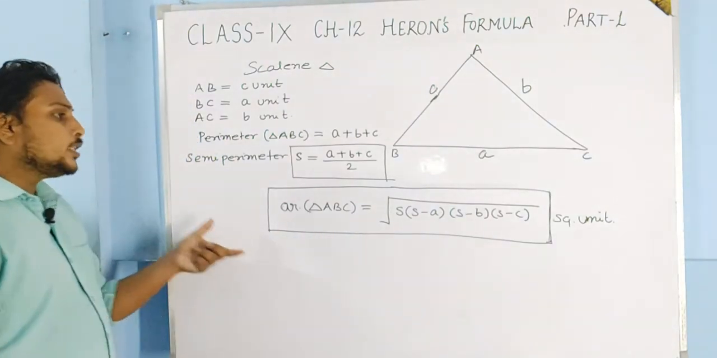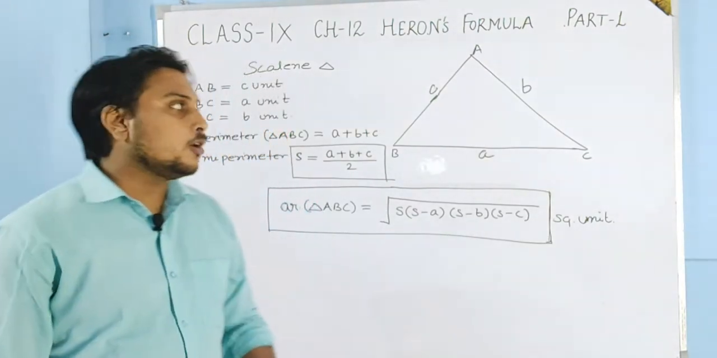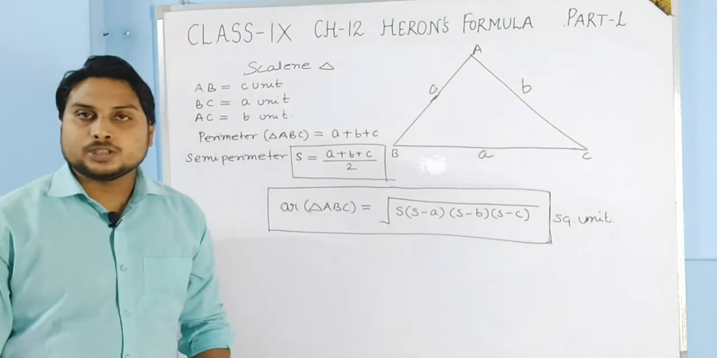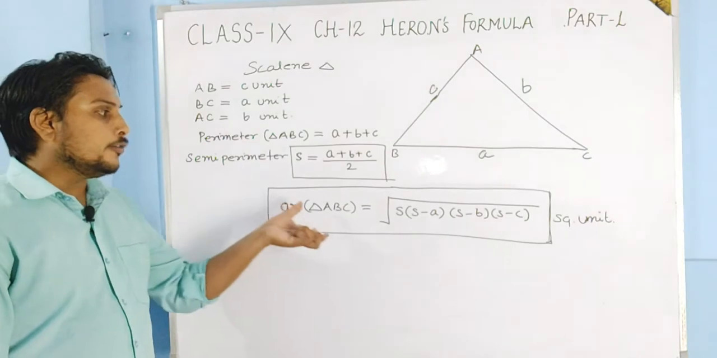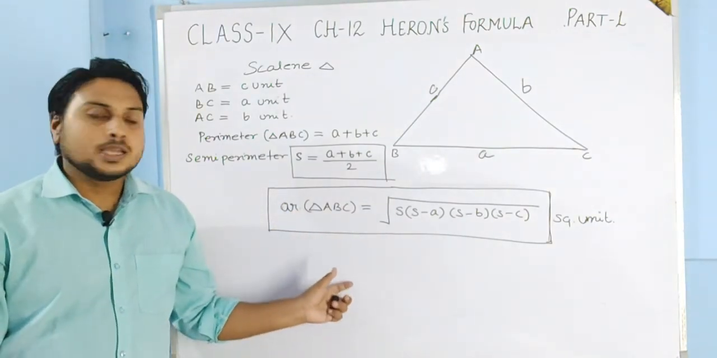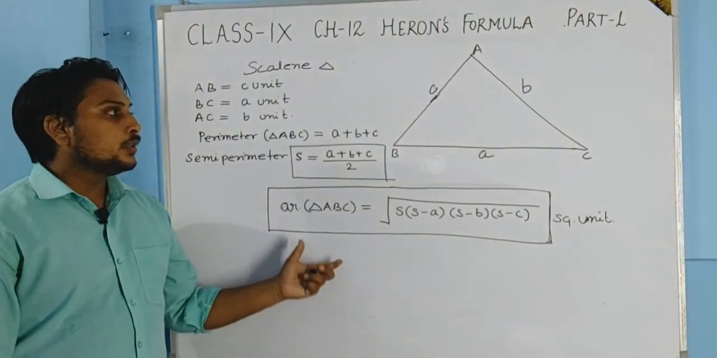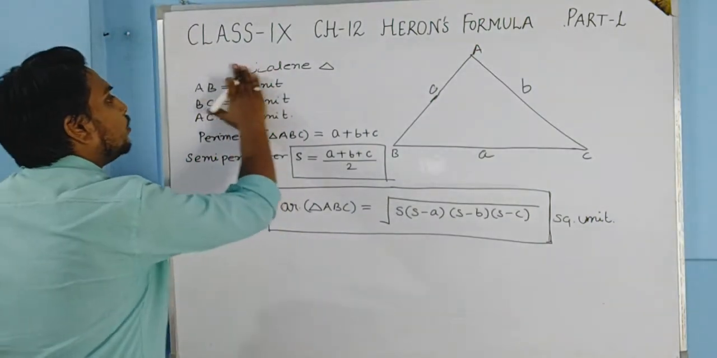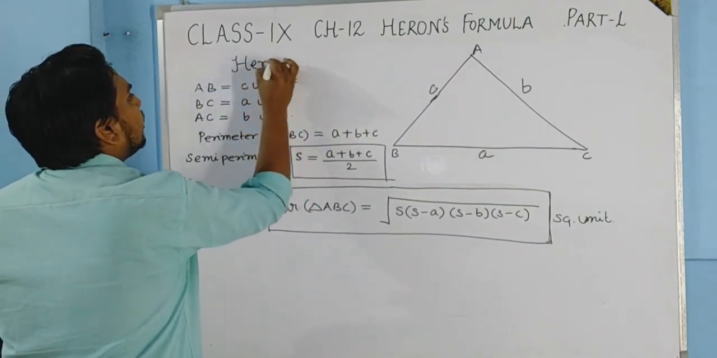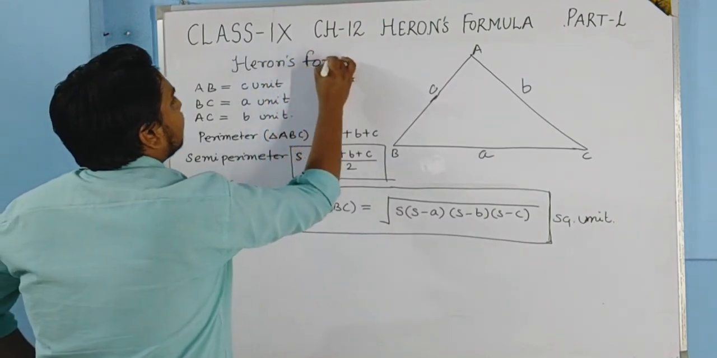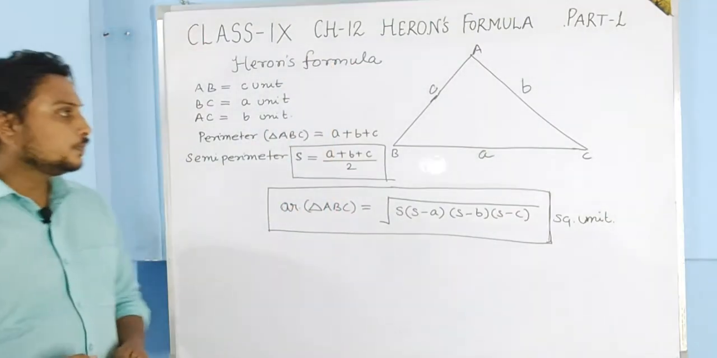Okay, there is a proof also for Heron's formula, but the proof will not be asked in any examination. Proof is not important here. You must see the formula and see the questions related to this formula. So firstly just note down what is Heron's formula. In the place here you will write Heron's formula. Just note it down.